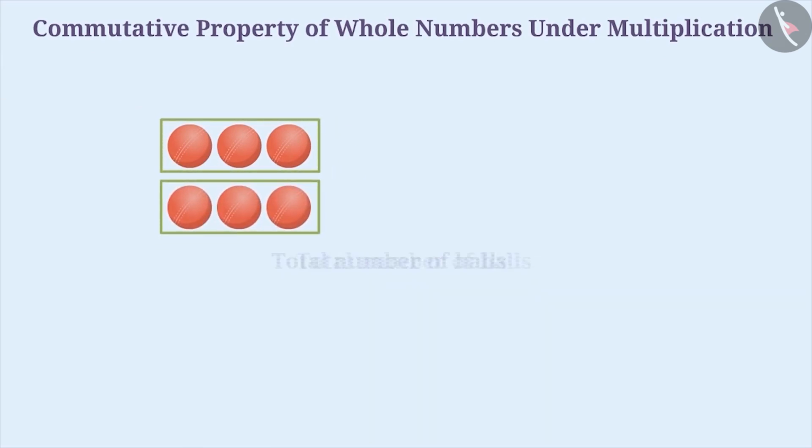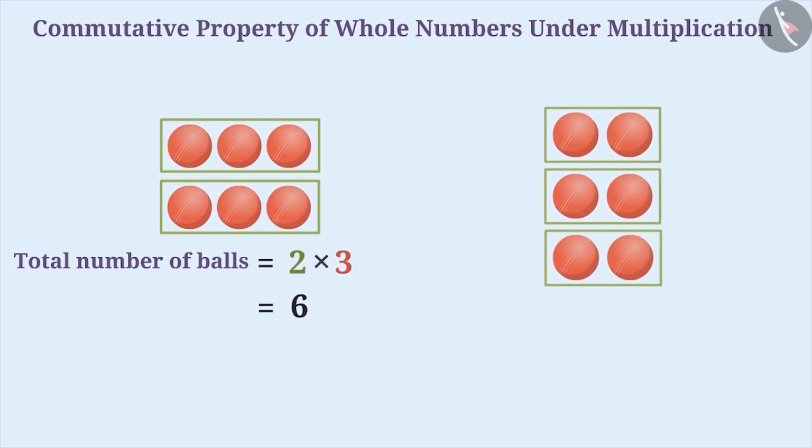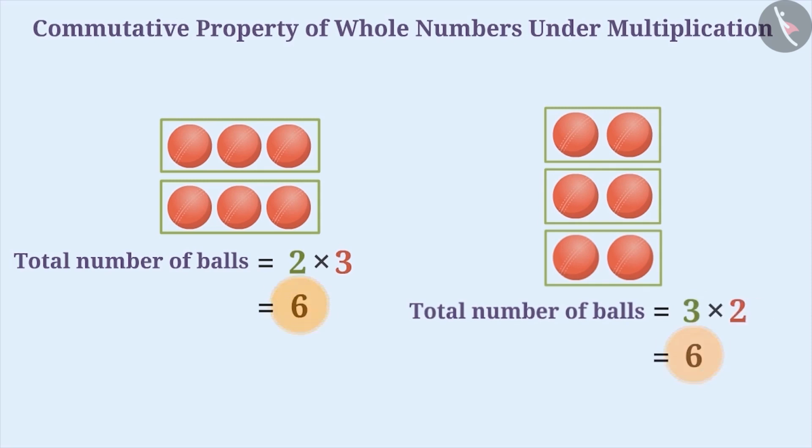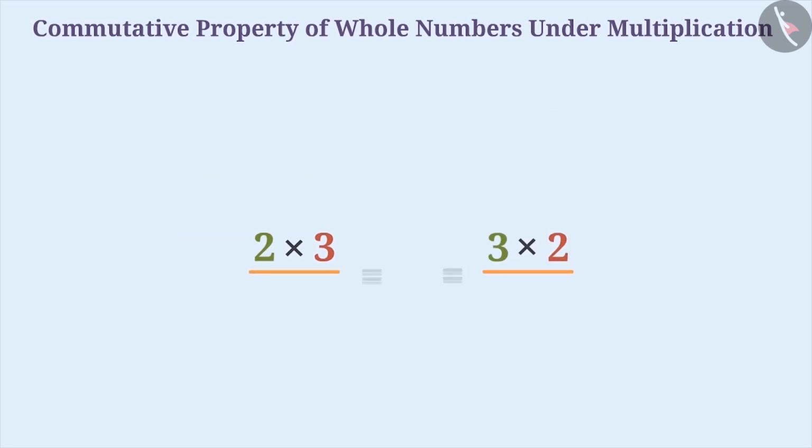Now, let's talk about multiplication. If we make two rows of 3 balls each, then the total number of balls can be obtained by multiplying 2 and 3. The product is 6. However, if we change the order by making 3 rows of 2 balls each, then do we get the total number of balls same as before? Yes, 3 times 2 is also 6. This shows that multiplying two whole numbers in any order will result in the same product.